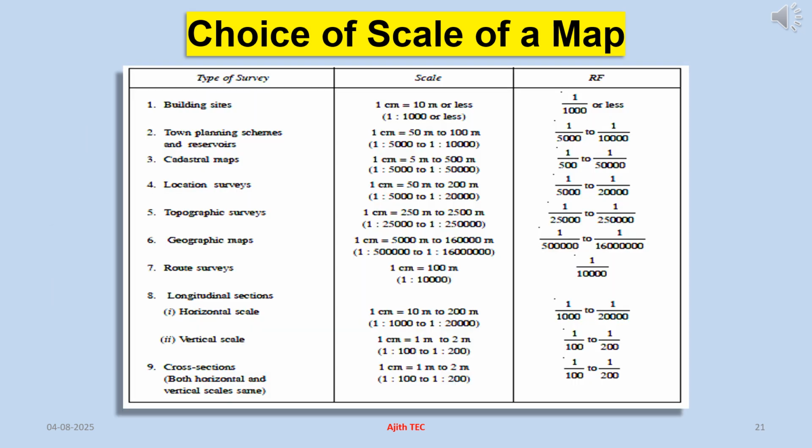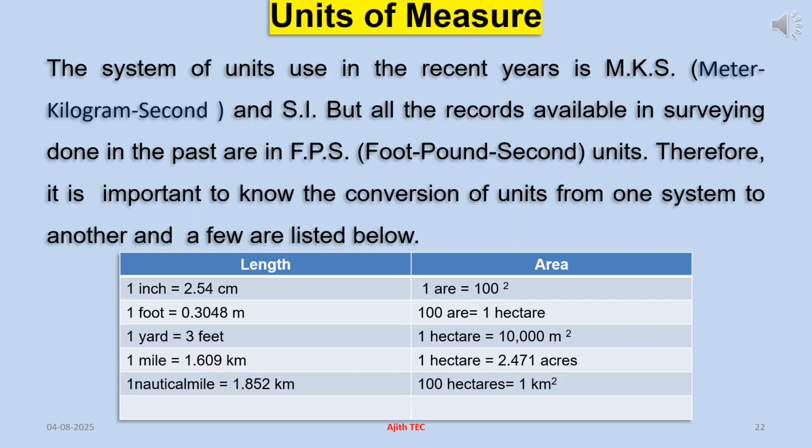This chart illustrates normally used scales for various types of survey plans and maps, with relevant representative fractions depending on project or public use. Units of measure. Surveying uses both metric and English, imperial, systems for measurements. Length is measured in meters, feet, inches, and yards in the English system, while the metric system uses millimeters, centimeters, meters, and kilometers. Area measurements commonly include square meters, acres, and hectares. For volume, cubic meters and cubic feet are used. Angles are typically measured in degrees, minutes, and seconds, or in grads.